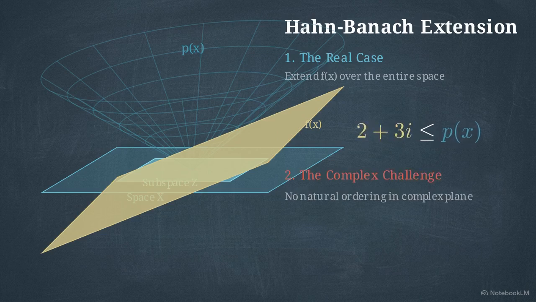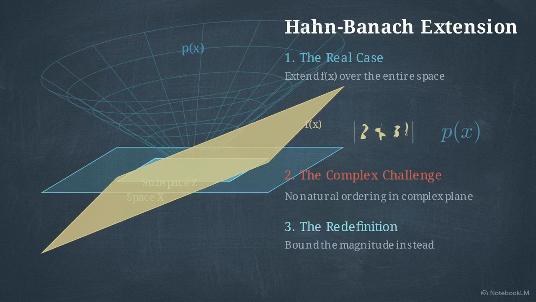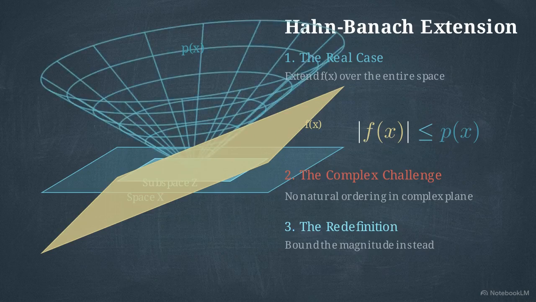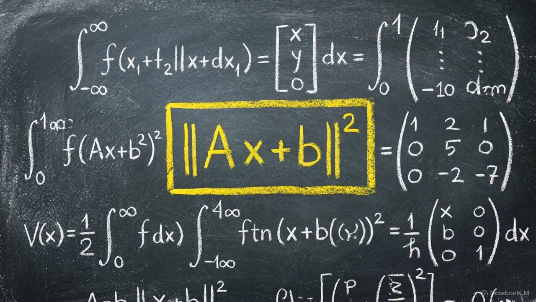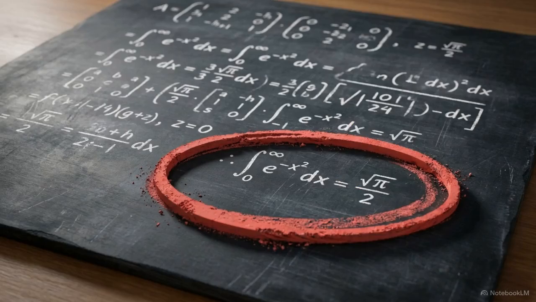This logic fails in a complex setting because complex numbers lack a natural ordering. There is no way to state that one complex number is less than another, which renders the standard real-valued inequality meaningless. To fix this, we redefine the bound. We instead require that the absolute value, or the magnitude of the complex functional, stays below the real-valued sublinear bound. Using the absolute value restores the bound, with real and imaginary components f1 and f2.